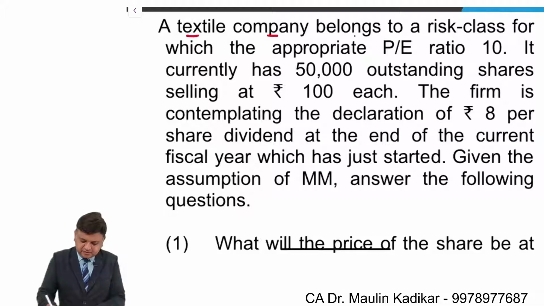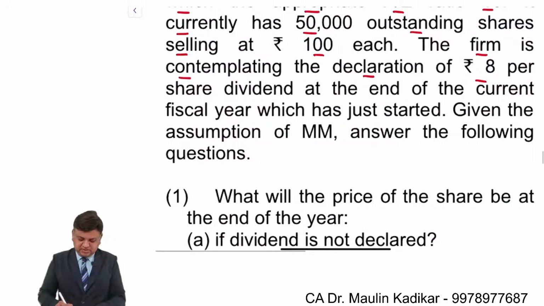A textile company belongs to a risk class for which the appropriate price earning ratio is 10 times. It currently has 50,000 outstanding shares selling at the rate of 100 rupees each. The firm is contemplating the declaration of rupees 8 per share dividend at the end of the current fiscal year, which has just started.